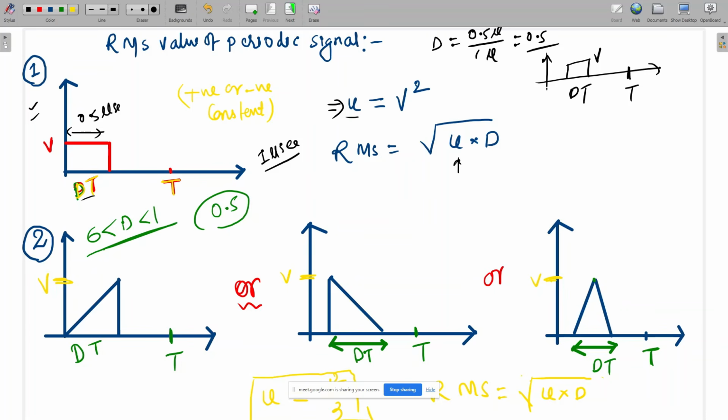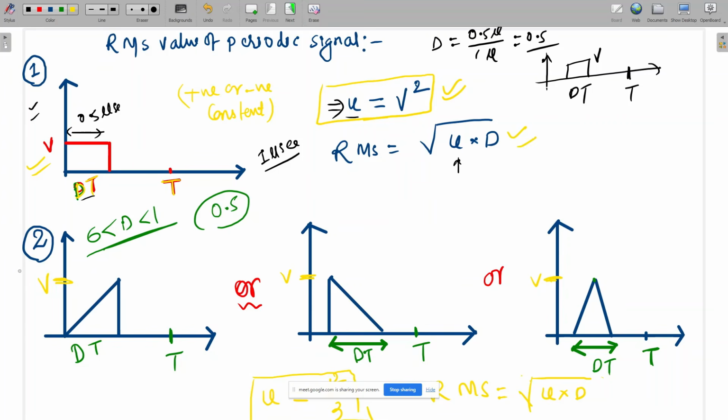Yes, sir. Okay. So for this type of pulse, I am defining u for different types of functions. For this type of constant value, u will be V square. This you have to memorize. You can note this down, otherwise I will share the PDF also. You can take a screenshot, because you have to solve some questions. This formula you have to use next.